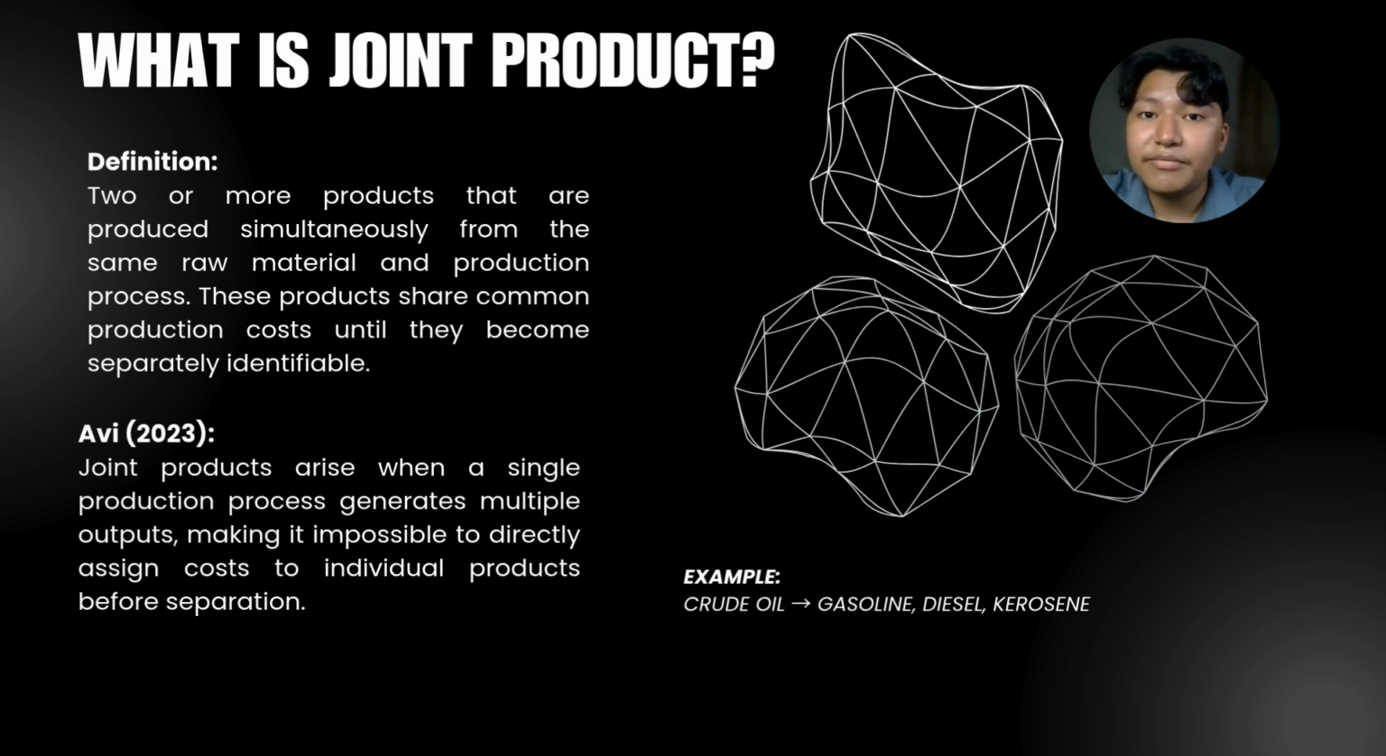A simple example we can see is crude oil refining. This is a great example because when crude oil is processed, it produces several valuable products such as gasoline, diesel, and kerosene. These products are obtained from the same production process and therefore are considered joint products.